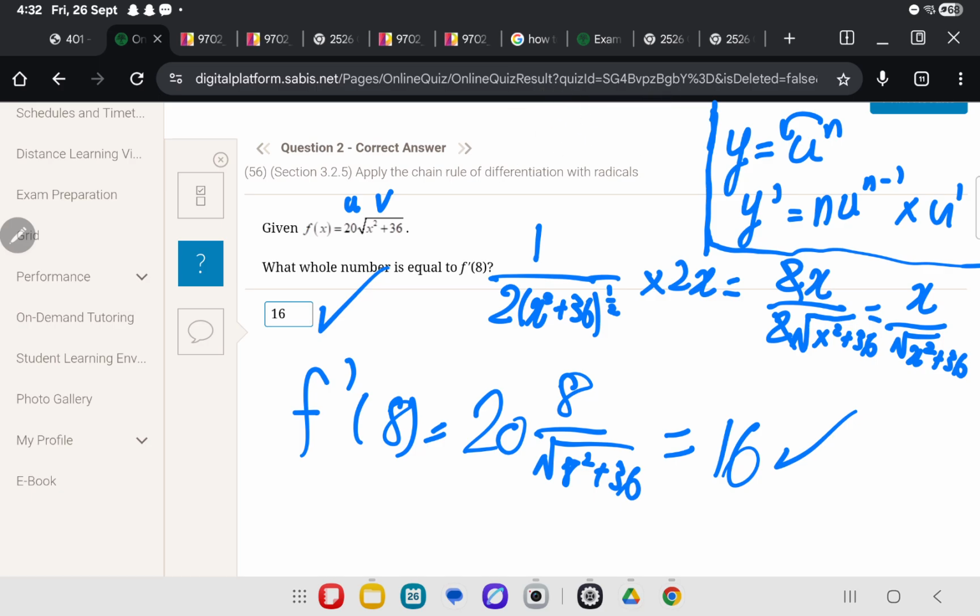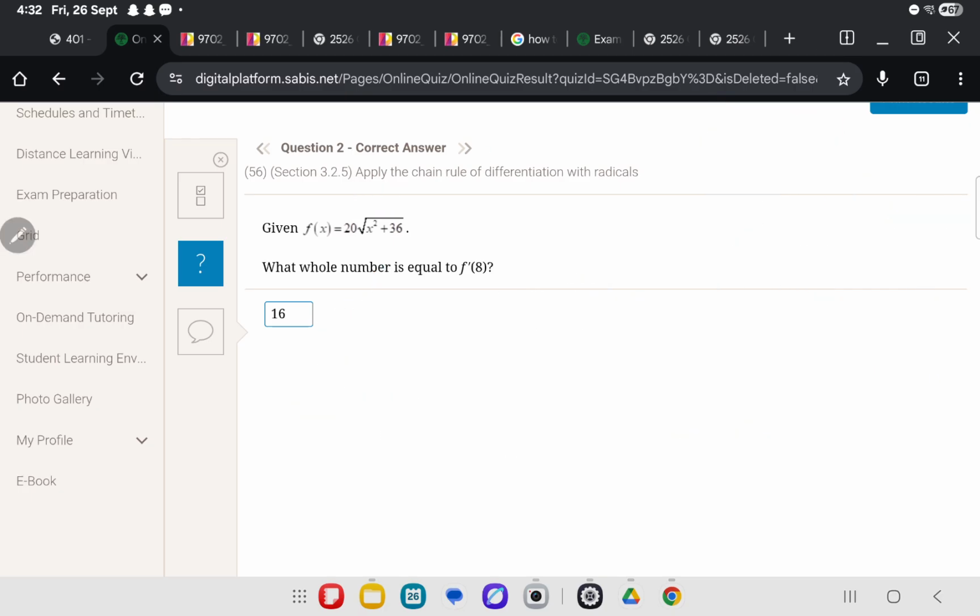Anyway, if you want to do this on a calculator, you obviously can as well. So shift integral, 20 radical x squared plus 36. Then we move over to the x equals box and type in 8. This gives me 16 too, and that's the correct answer, of course.